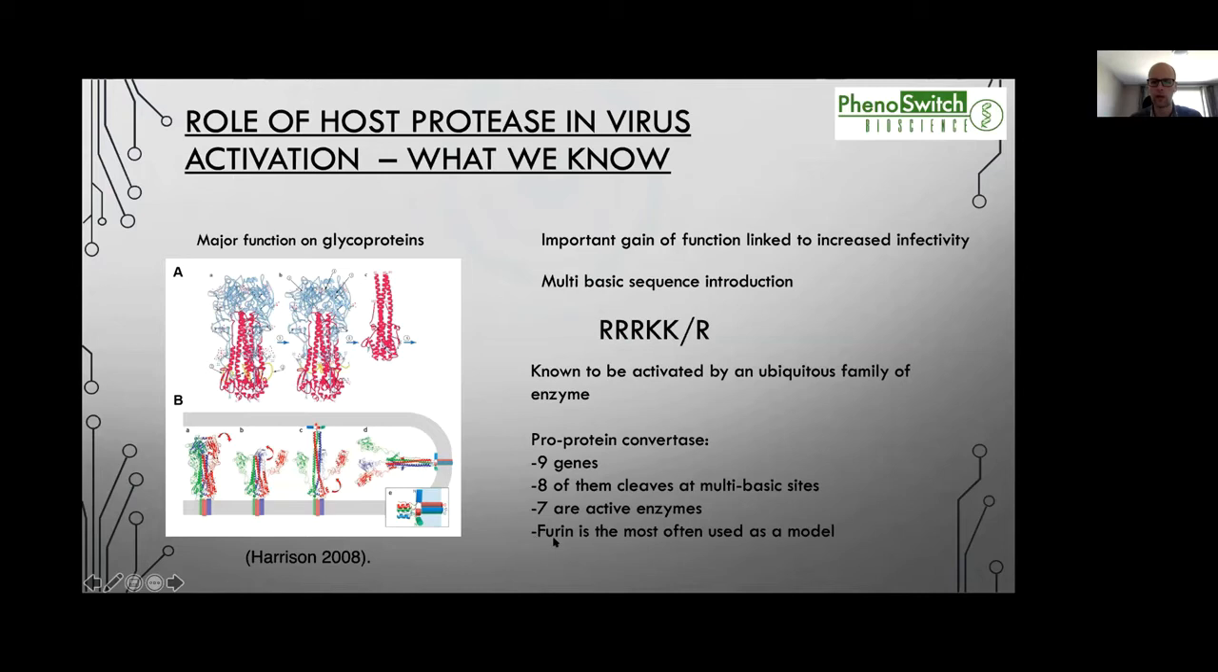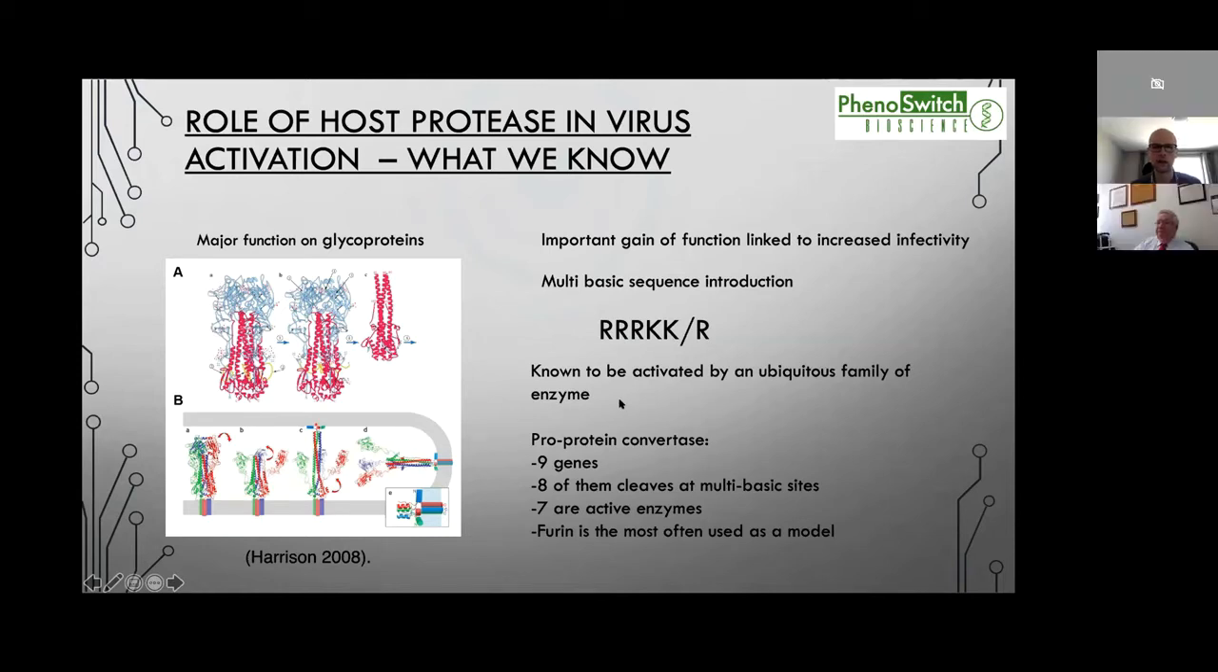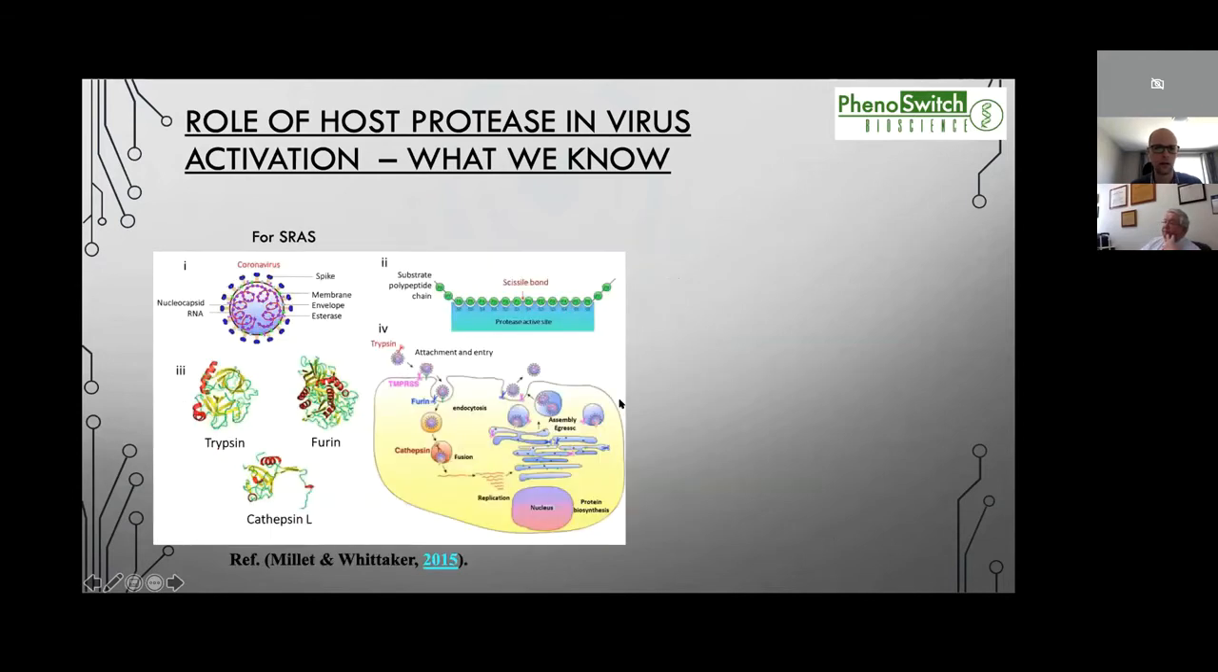Furin is one of the most used as a model, but it's probably a mistake to think that furin itself is like all the others. There's a much more complex biology behind that. So how does the actual SARS coronavirus exploit that system?